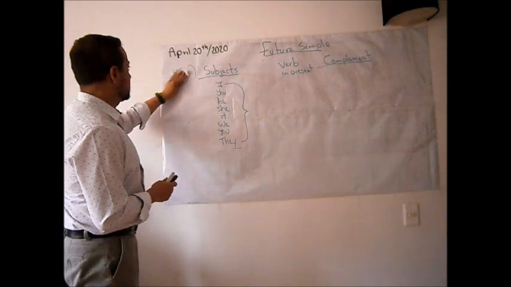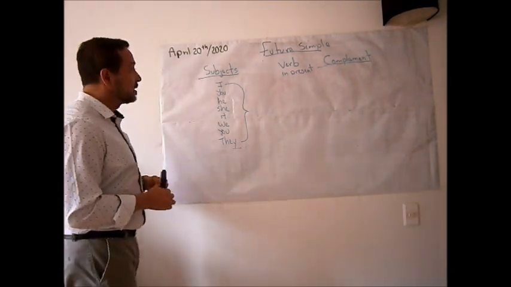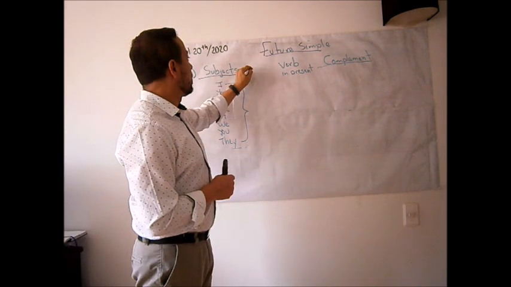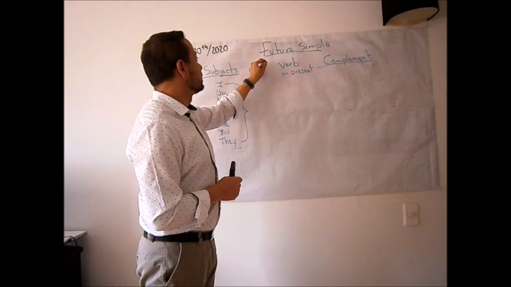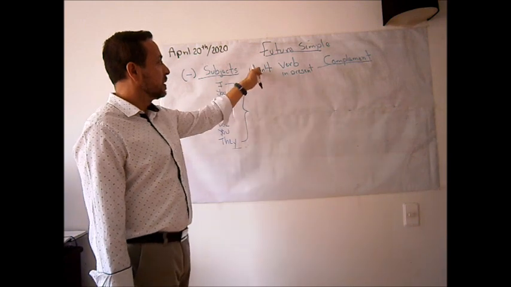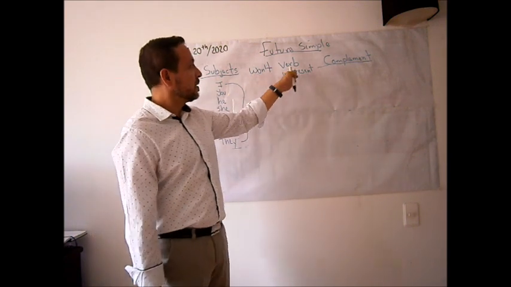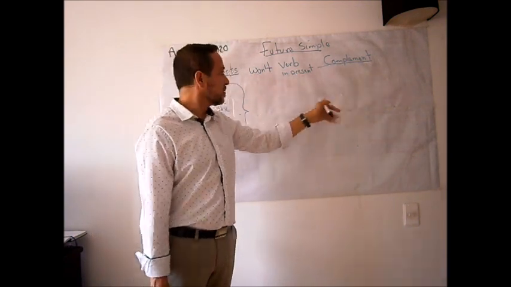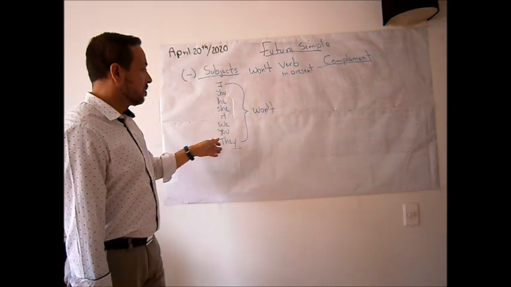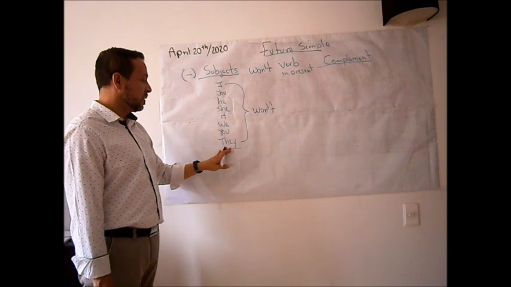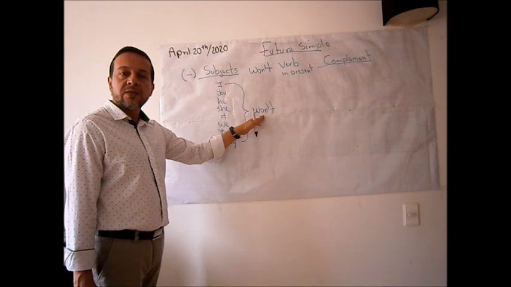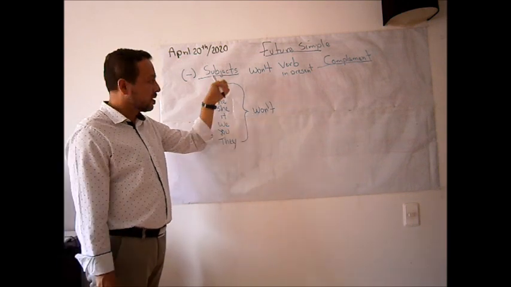Okay, negative sentence. For the negative sentences, boys and girls, we use the auxiliary verb won't. Okay? Won't. The subject, the auxiliary verb won't, the verb in present, and the complement. Won't is for all these people. All in British English is used with all the people.